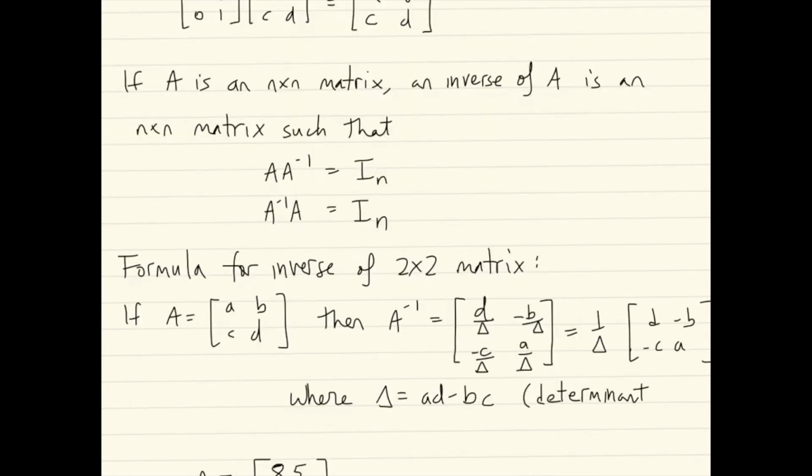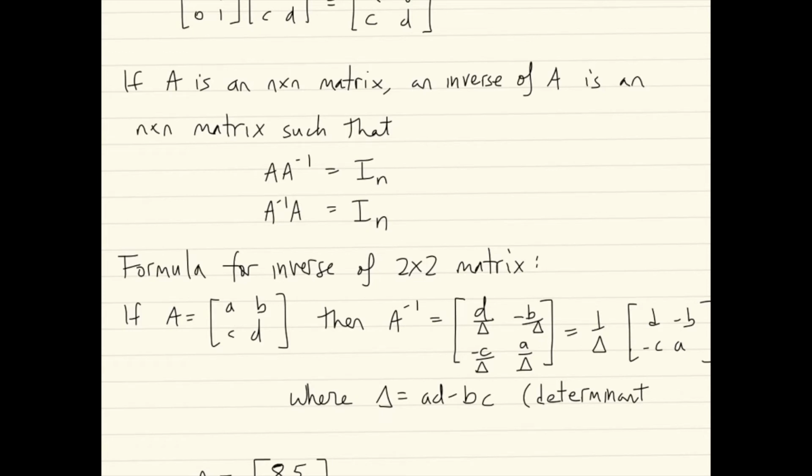Okay, if A is an n by n matrix, an inverse of A is another n by n matrix, which I'm going to denote A to the minus 1, such that A times A inverse is the identity matrix, and A inverse times A is equal to the identity matrix as well. Now, an n by n matrix may or may not have an inverse, and it's an important question of when it does, and we'll find a very useful and easy answer.